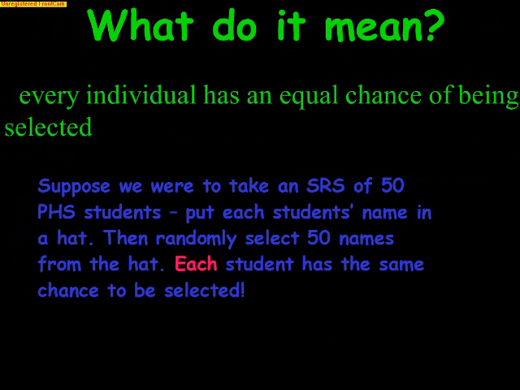Okay, so first of all, what does it mean? Every individual has the same chance of being selected. And the example we use here is that we put people's names in a hat and select names from the hat. That means each person has the same chance of being selected. There's no bias, there's no favoritism, if you will, towards one person or another.